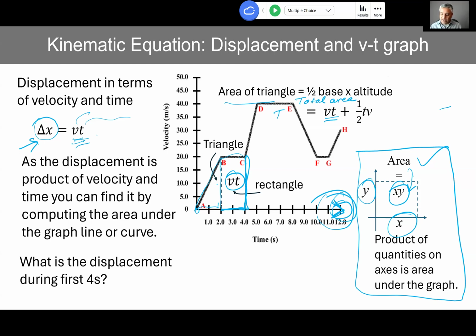Okay, the area of this triangle. And the area of a triangle is half times base times altitude. And that's what I'm writing here in the second term, okay? Half base means time from here to here for this triangle, right? So this is the base of this triangle. And altitude or height means this, which is v for this triangle there, okay? That's the v. So that's t times v.